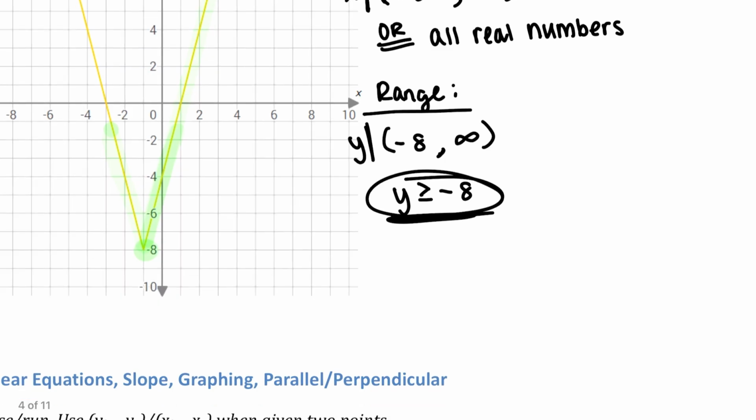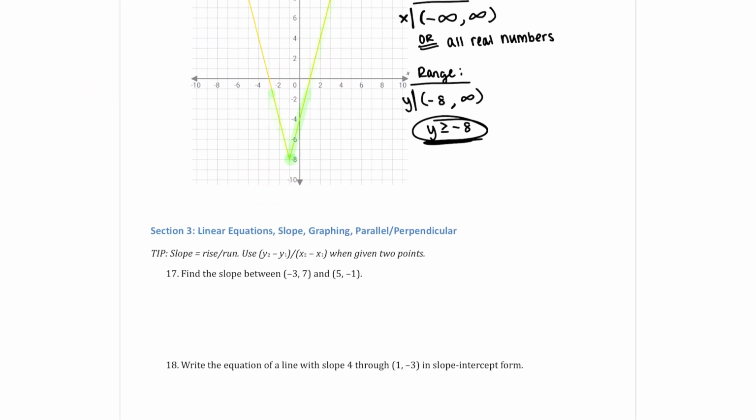And that's the end of section 2, and we'll be moving on to section 3.